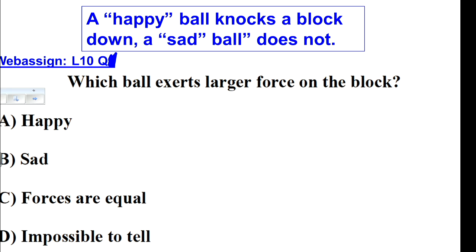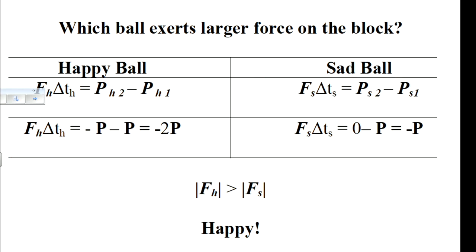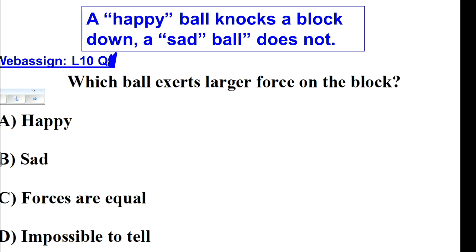But naturally, this is not a tricky question. Obviously, the ball which knocks it down exerts a stronger force than the ball which doesn't. The question is, how do we describe it mathematically? Now we know how. This is how. Well, let me write it. What do we do to get the force?